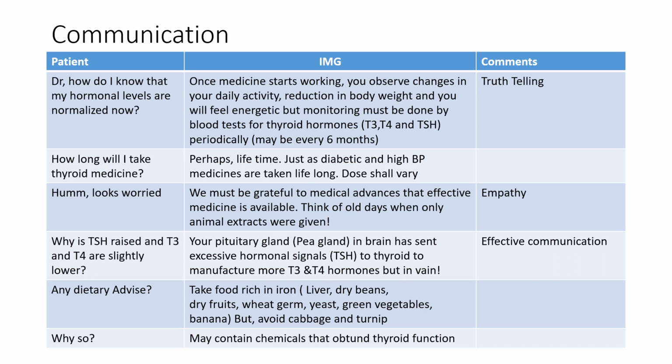Why is TSH raised and T3, T4 lowered? Your pituitary gland in the brain has sent excessive hormonal signals to the thyroid to manufacture more T3, T4, but in vain. The thyroid is not able to do so because of disease. So it is an effective communication. Any food advice? Take food rich in iron: liver, dry beans, dry fruit, wheat germ, yeast, green vegetables, banana. But avoid cabbage and turnip. Why so? They may contain chemicals that obstruct the thyroid function.